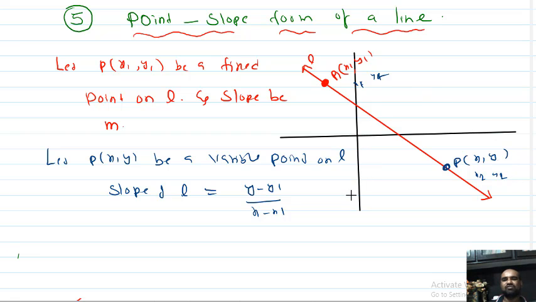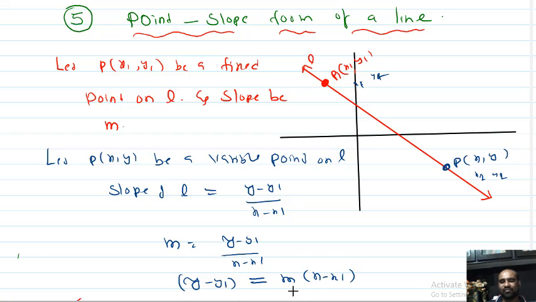y2 minus y1 by x2 minus x1 means y minus y1 by x minus x1. Already the slope is given as m, so m equals (y minus y1) by (x minus x1), or y minus y1 is equal to m times (x minus x1). This is the equation of the straight line. This is the locus equation of the straight line.